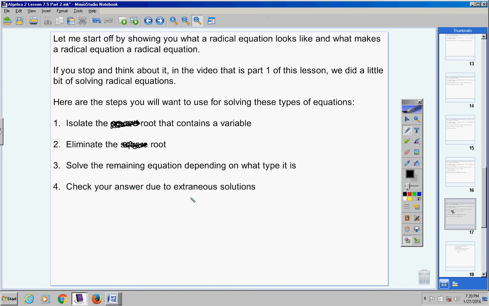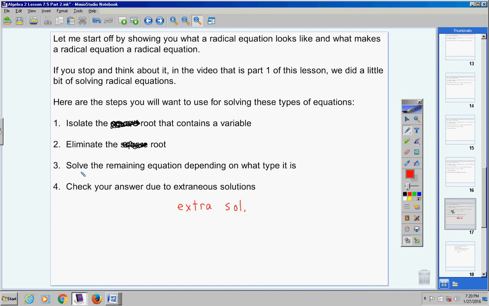Let me stop and say this. Extraneous solutions are, what's the first part of the word here? Extra. Extraneous solutions are extra solutions that you get sometimes in radical equations. They're extra solutions that don't work.